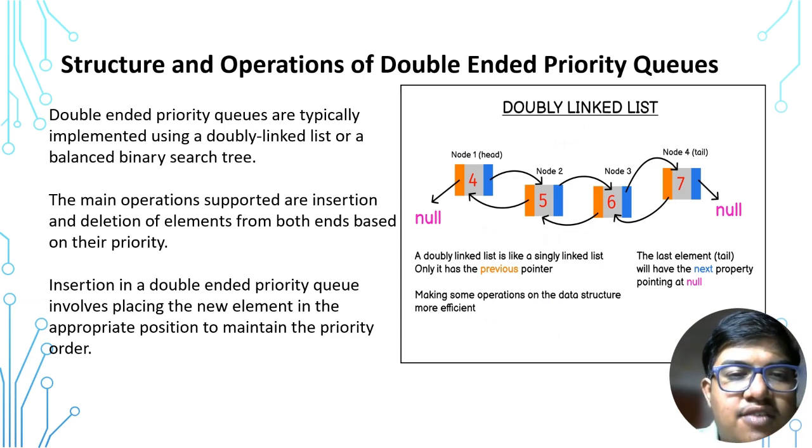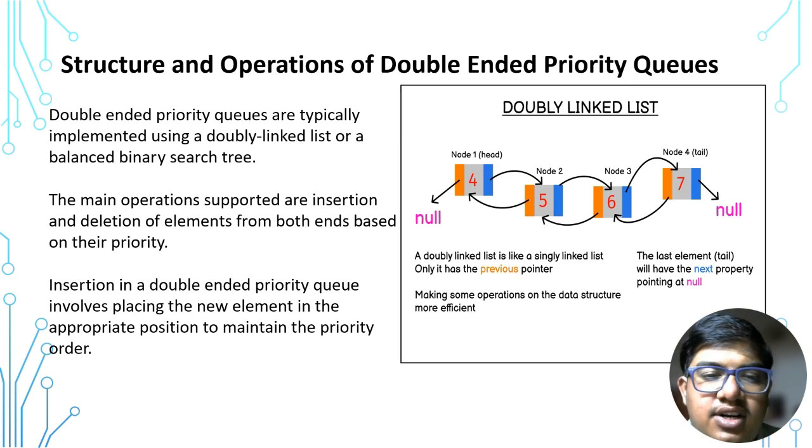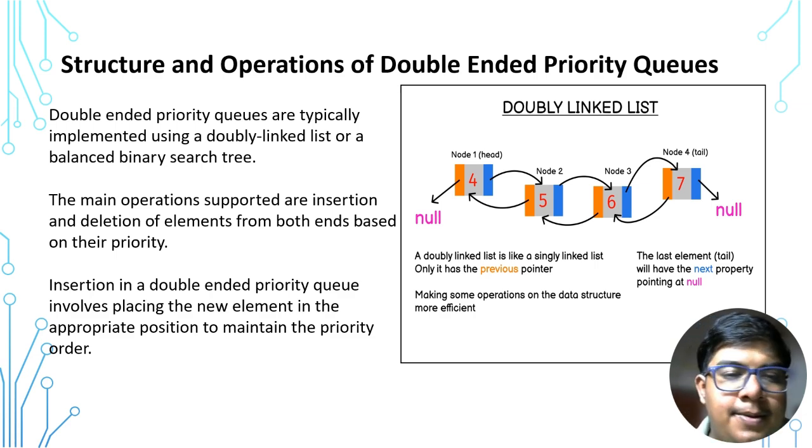Structure and operation of double-ended priority queues. Double-ended priority queues are typically implemented using a doubly linked list or a balanced binary tree. The main operations supported are insertion and deletion of elements from both ends based on their priority. Insertion in a double-ended priority queue involves placing the new element in an appropriate position to maintain the priority order. As you can see in the diagram, a doubly linked list is used to perform the double-ended priority queue. Let's move on.